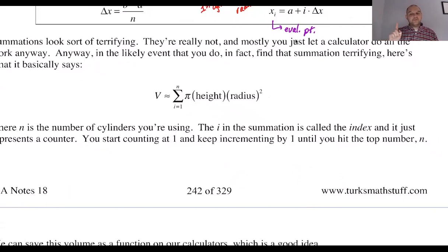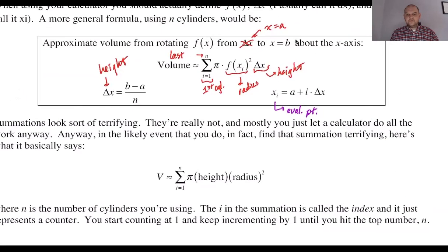It's always going to count by ones. You start counting at 1, and you just go up until you hit that top number. In our case, it represents the cylinder you are currently finding the volume of. If you had 100 cylinders, you could find the volume of the 75th cylinder by just letting i equal 75 in all of our formulas up here, which really just means an x sub i. Then you sub it in, and don't do the summation. It'll just give you the volume of the 75th, or whatever number I chose, cylinder.